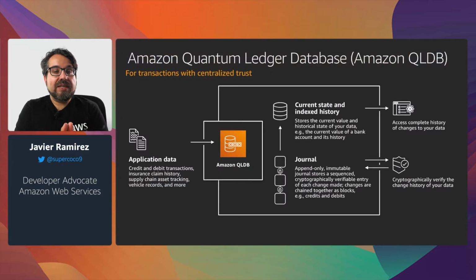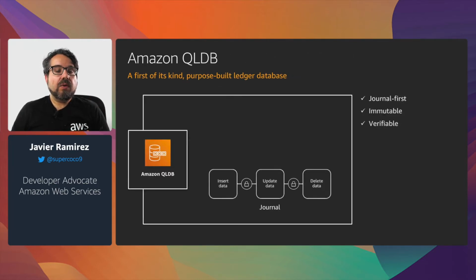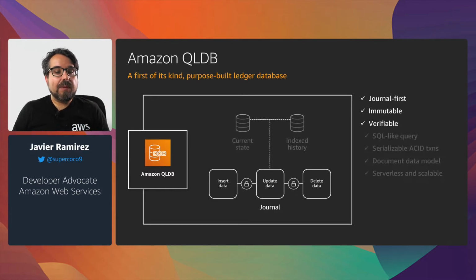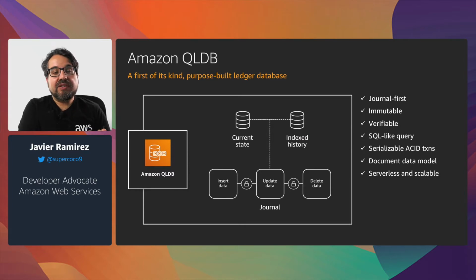So Amazon Quantum Ledger Database, or QLDB for short, is just a central authority, central trust ledger database. Your application can write data to the database, can read data from the database, can access the history, and at any point we can verify that no one changed the history of the data. So the way it works, when your application is inserting, updating, or deleting data, we store the data in the journal, and that data is cryptographically verifiable, and your application then has access to both the current state of the world and to the history of the changes.